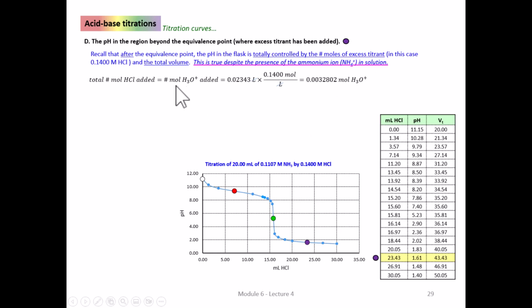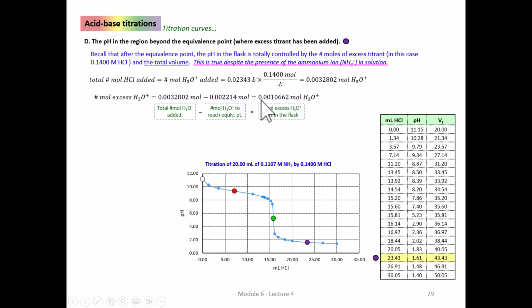Now at this point in the titration, the number of moles of hydronium ion added, or HCl added, would be 23.43 milliliters. That would be the volume of titrant added at this point times its concentration, to give 0.0032802 moles of hydronium ion. So the excess number of moles of hydronium ion that we're dealing with would be the total number added minus the number needed to reach the equivalence point. So this here would be the excess number of moles of hydronium ion in the flask at this point. If we take that and divide by the total volume in the flask, we get a hydronium ion concentration of 0.02455 and a pH of 1.61.